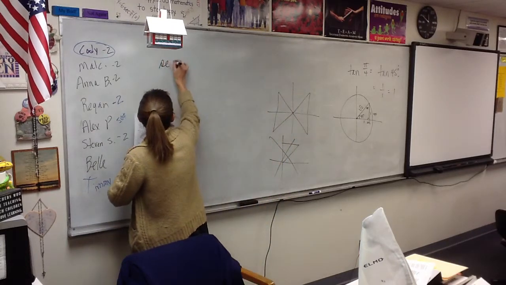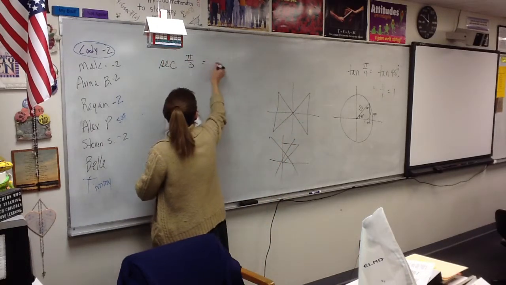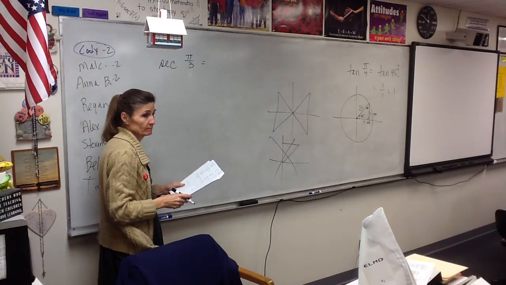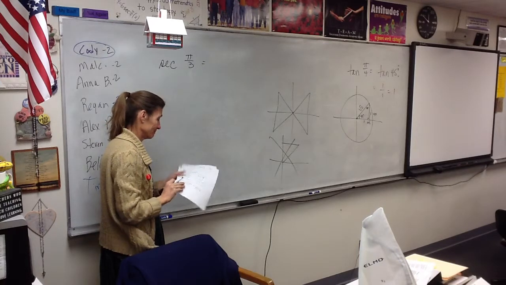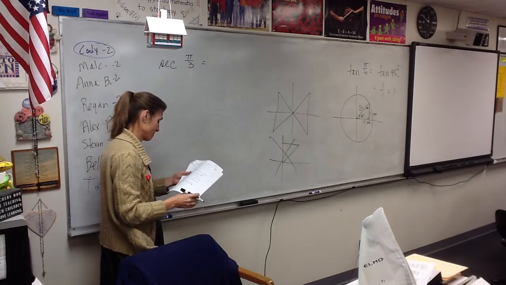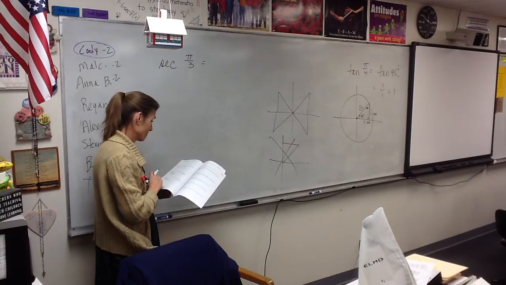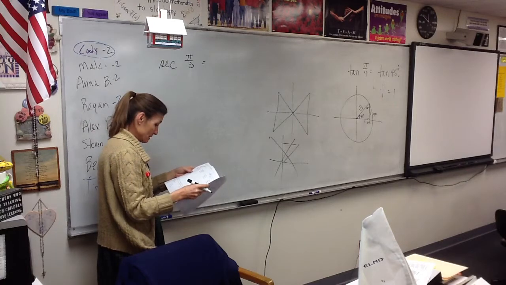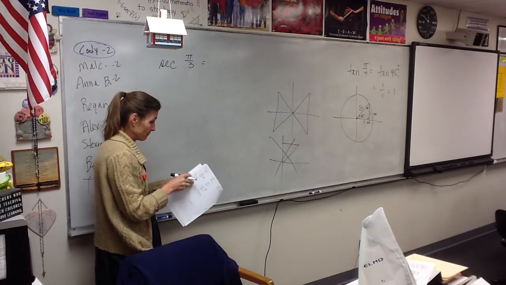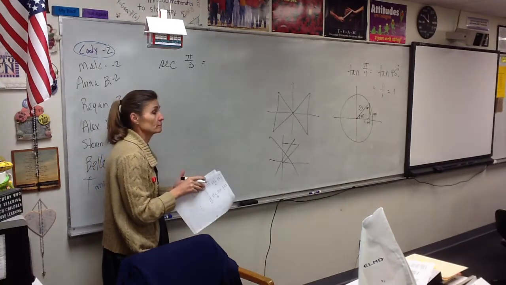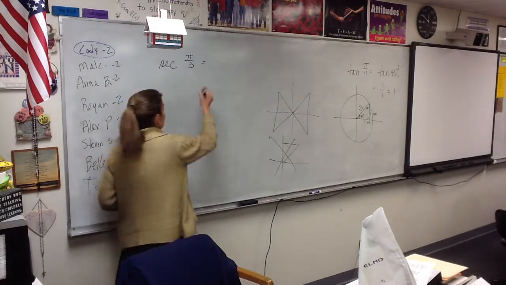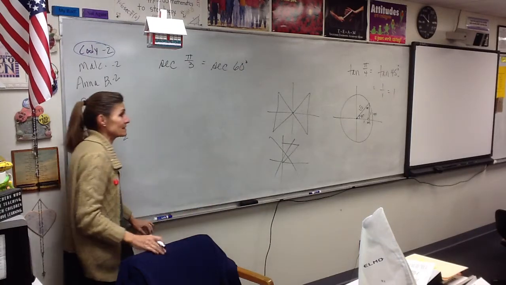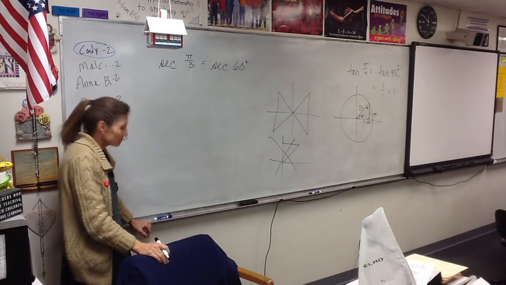Secant pi over 3. All right. Slow down. All right, here we go. Secant pi over 3. That's 60 degrees. Abby Brady, how does Brooke know that's 60 degrees? Bingo.